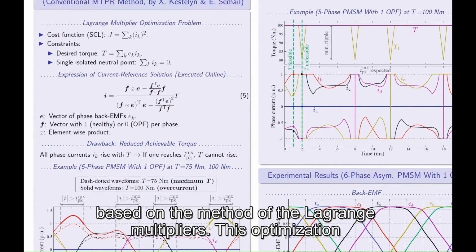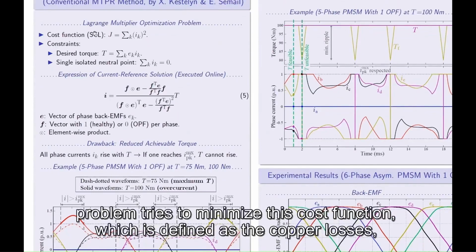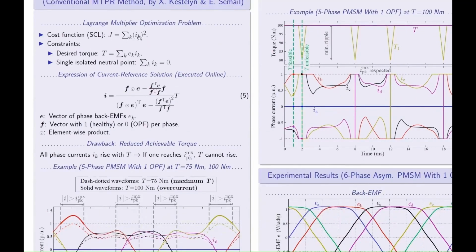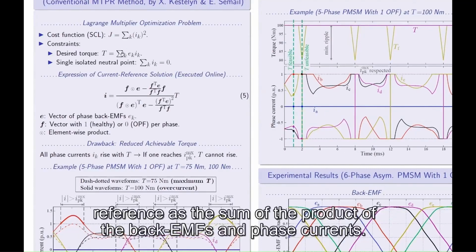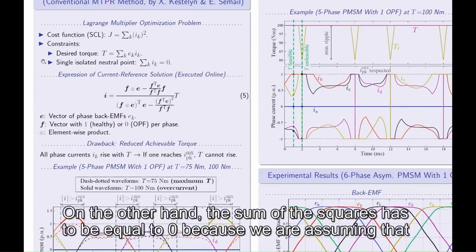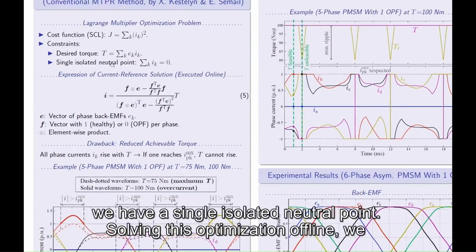This optimization problem tries to minimize this function, which is defined as the copper losses, the sum of the squared phase currents, subject to two constraints. One of them imposes the desired torque reference, so the sum of the products of the back EMFs and the phase currents. And on the other hand, the sum of the phase currents has to be equal to zero because we are assuming that we have a single isolated neutral point.